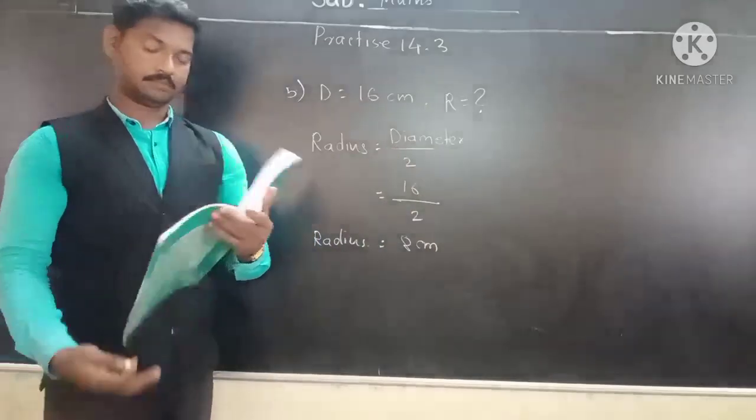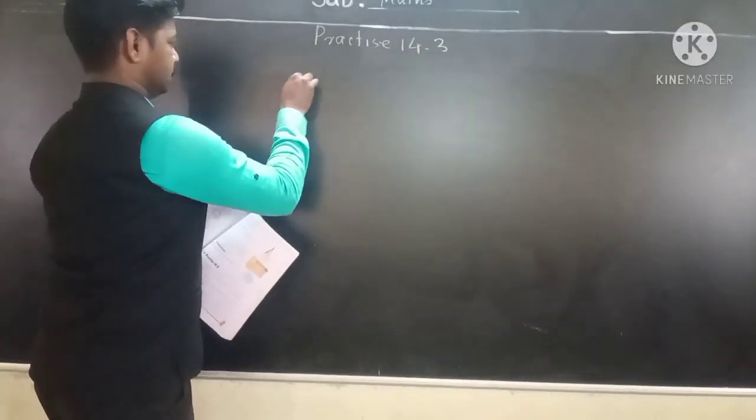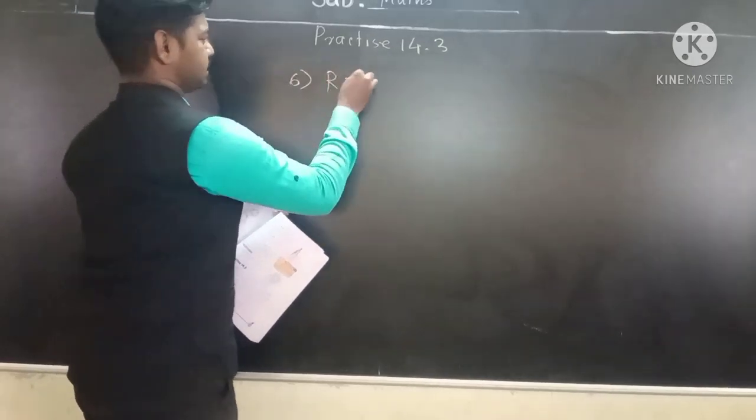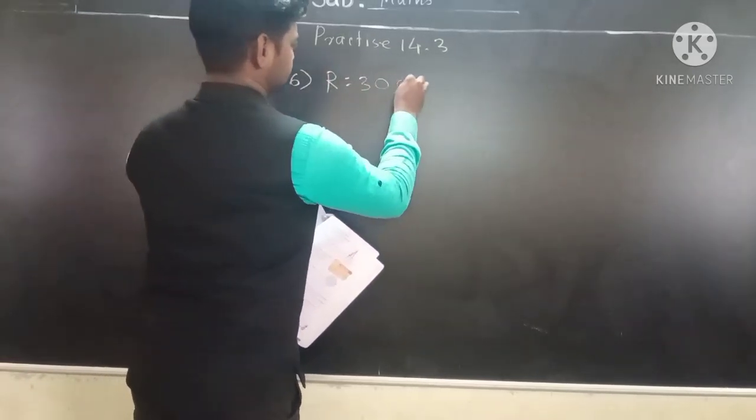Okay, right. Then see, number 6 is there. Radius of the circle, it is given there, 30 centimeters.